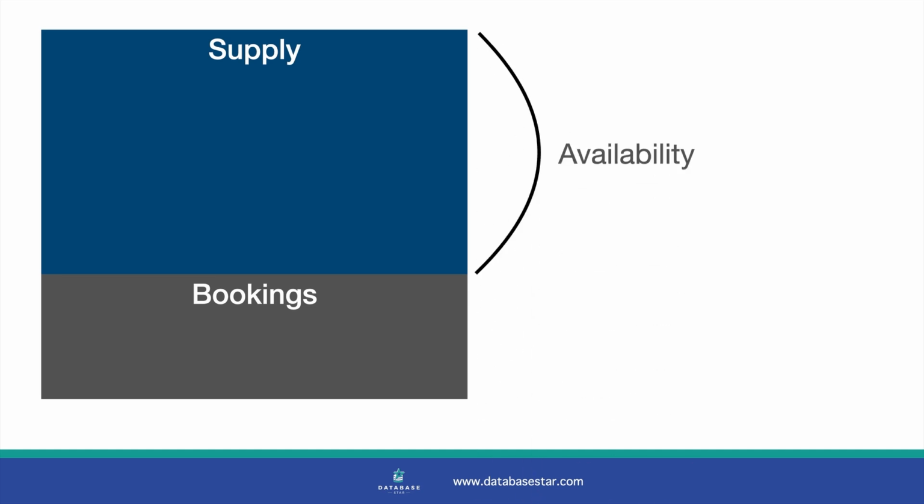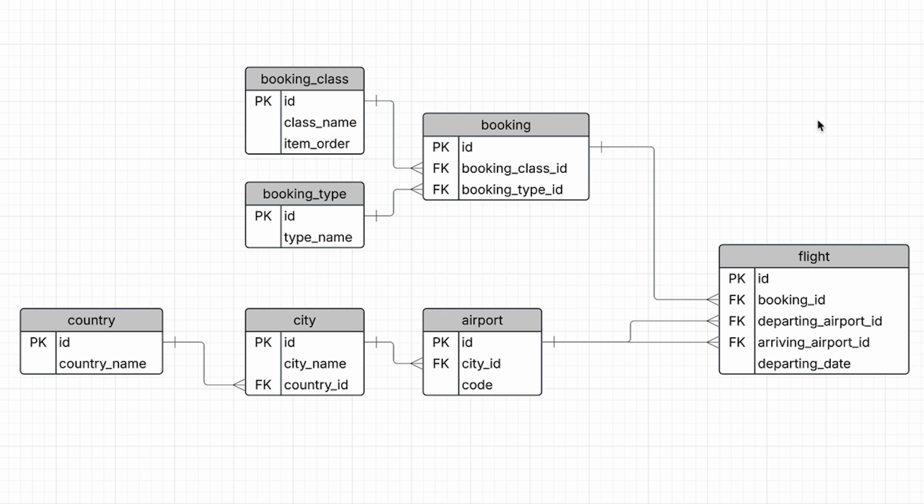We have already started to capture the concept of a booking. We don't have the supply. Once we have this, we can calculate the availability. Let's add the supply and add some more details to our booking.